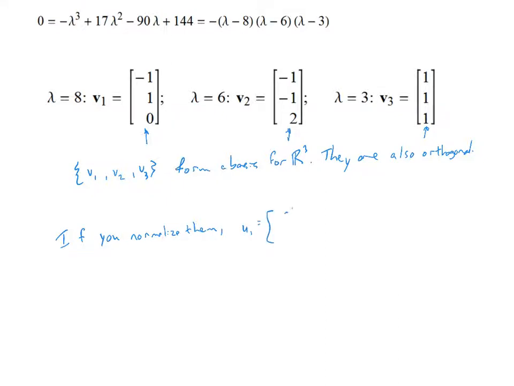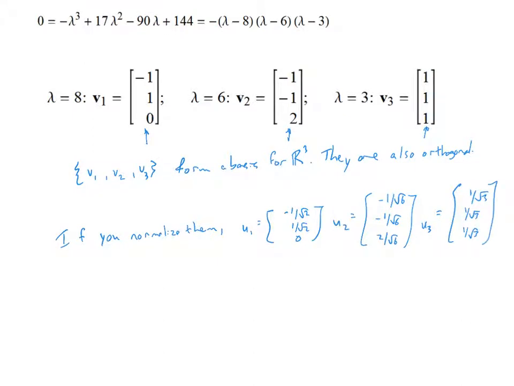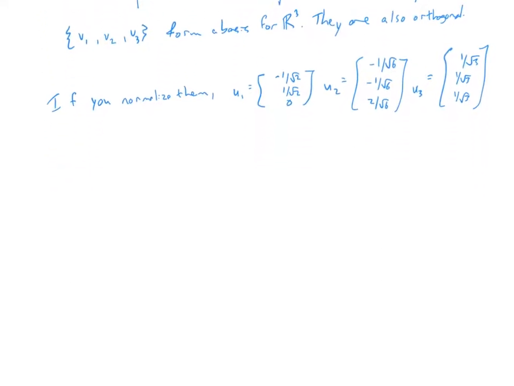u1 is negative 1 over root 2, positive 1 over root 2, 0. u2 is equal to negative 1 over radical 6, negative 1 over radical 6, positive 2 over radical 6. And u3 is equal to a bunch of 1 over radical 3's, like that. Okay, so that's what happens if you normalize those vectors.